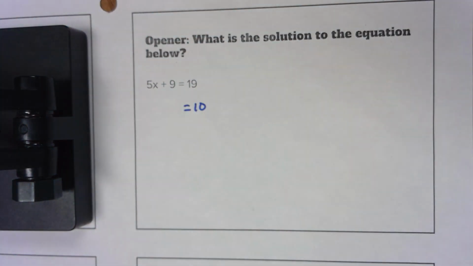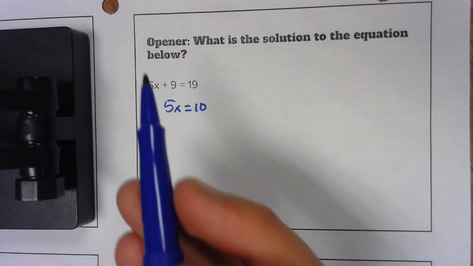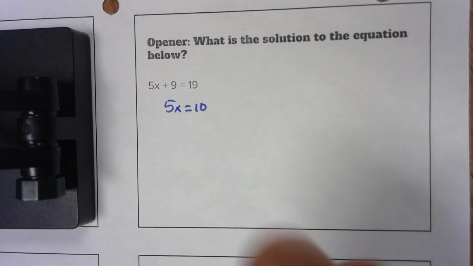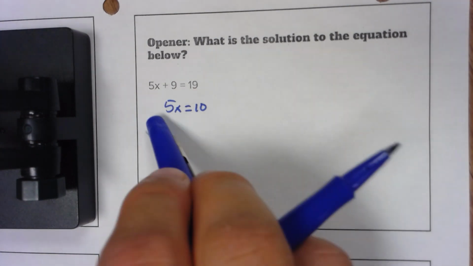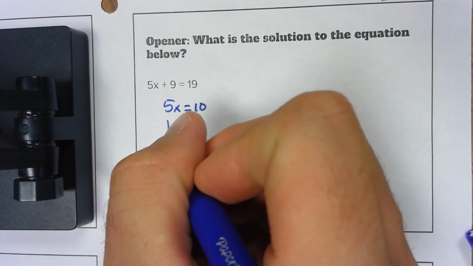So I'm hiding 5x, telling me that we need 5x to equal 10. If 5x is 10, 10 plus 9 is 19. And now, since I have 5 times x, I'm thinking 5 times what is 10? That would be 2. So x needs to be 2.